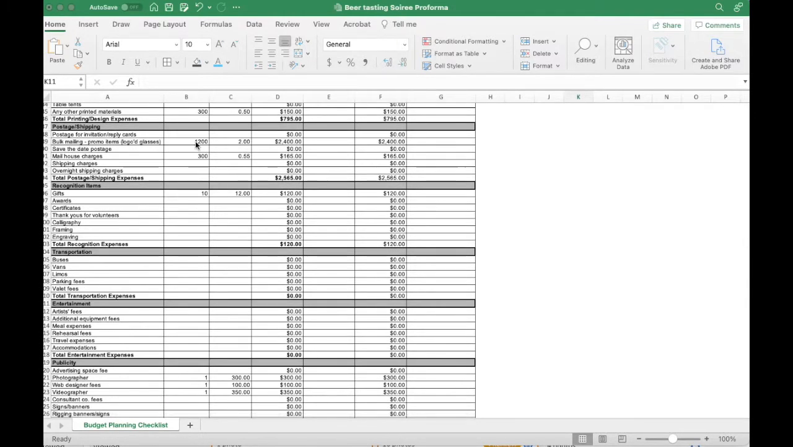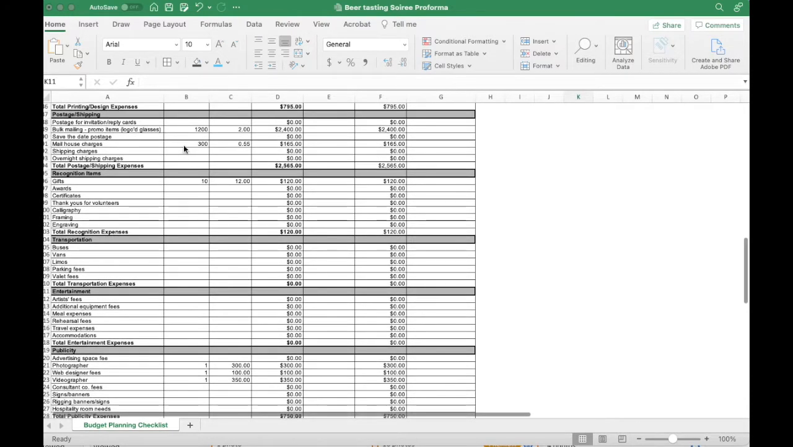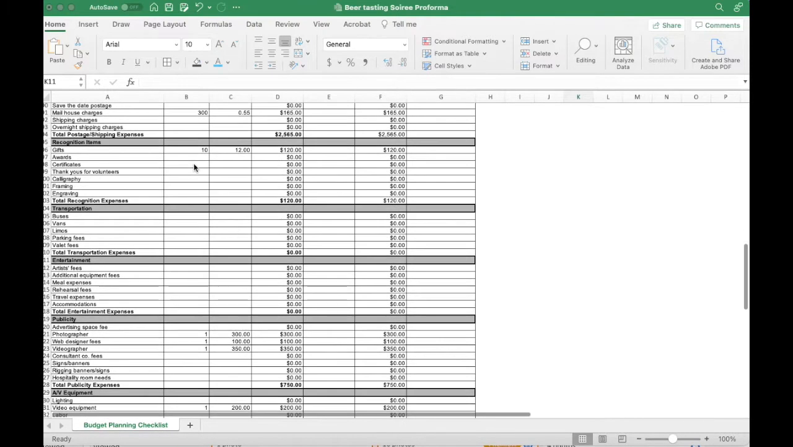Bulk mailing. Yes, I'm going to send everyone 4 glasses for tastings, so I've got 1,200 of these. They're about $2 a pop, so it's $2,400. These are logoed glasses that I want them to leave with. There will be additional mail house charges, about 55 cents for these items.